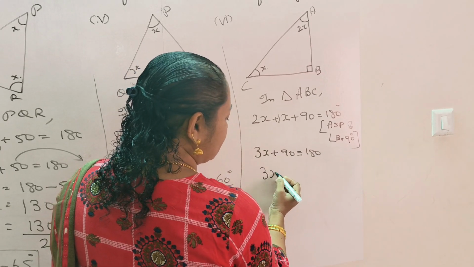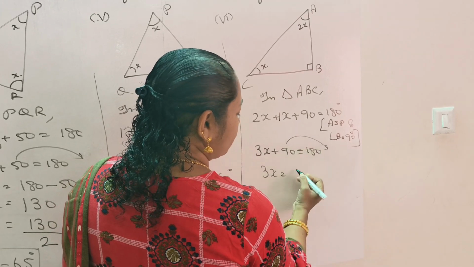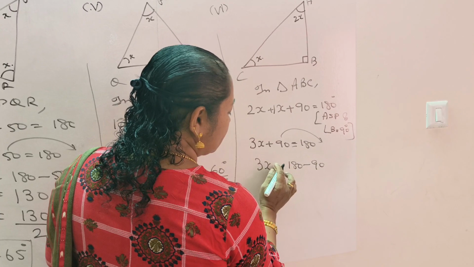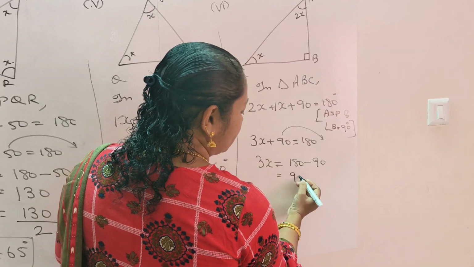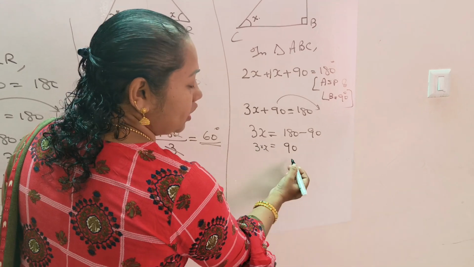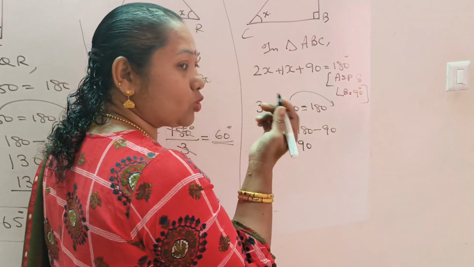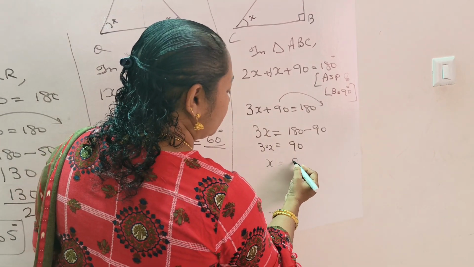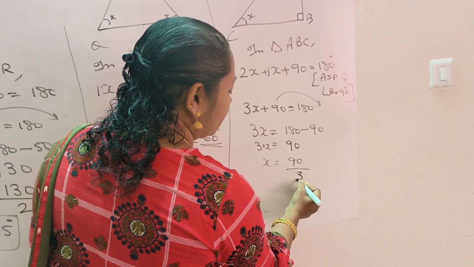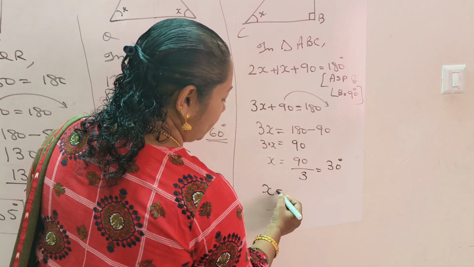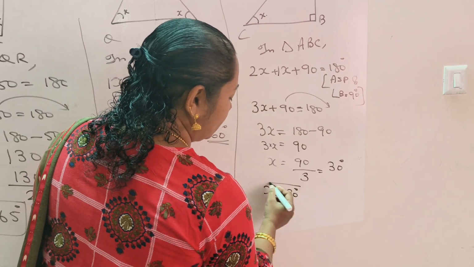So 3x is equal to, 90 is crossing equals, so 180 minus 90, that is 90. So 3x is equal to 90. So now 3 is crossing the equals and it's multiplication. So when it crosses the equals, it will be division. So x is equal to 90 divided by 3. That is 30 degrees. So the value of x is 30 degrees.